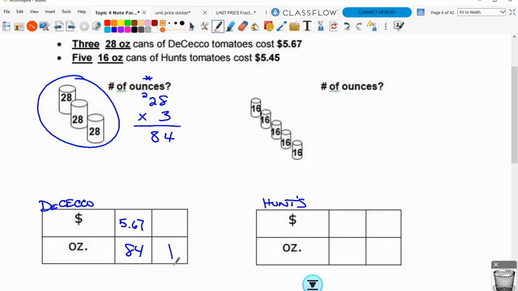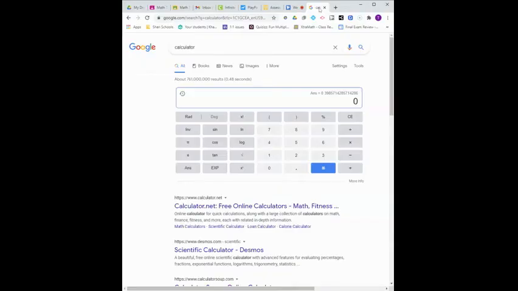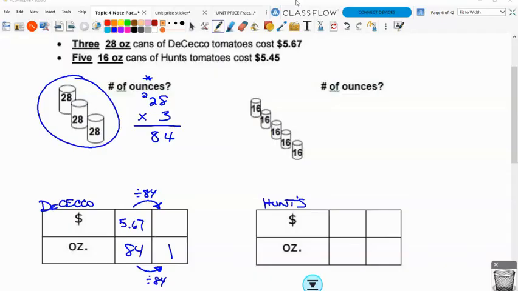We need to figure out what's the cost of just 1 ounce. So to go from 84 ounces to just 1 ounce, I'm going to divide by 84, which means I need to do the same thing to my $5.67. Divide by 84. So let's go ahead and find our calculator and see what happens when we do that. So we need to type in 5.67 divided by 84. And again, we get a price that is below $1, so we're going to take the first 3 decimal places, which in this case, 0.067 are the numbers that we're going to use.